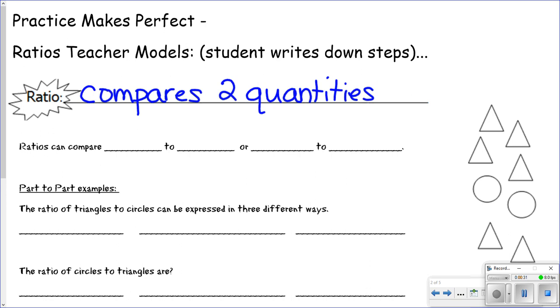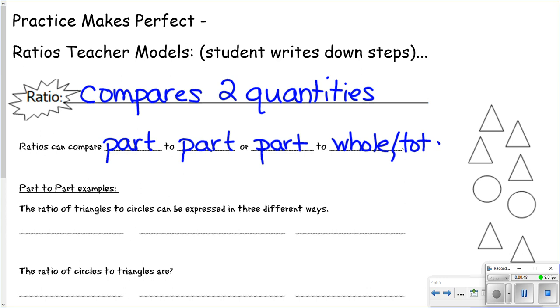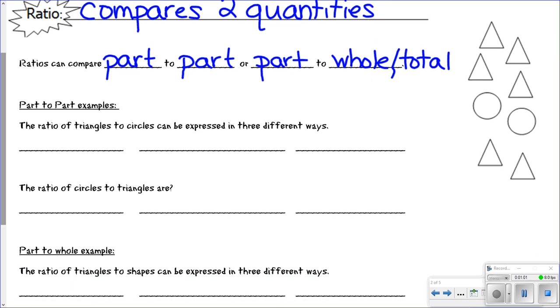Ratios can compare part to part, meaning you're only looking at one part compared to another part, or part to whole, or total. That means you're comparing some part of it to the entire thing. So we're going to do some part-to-part examples, and these are based on this picture that you see on your paper.